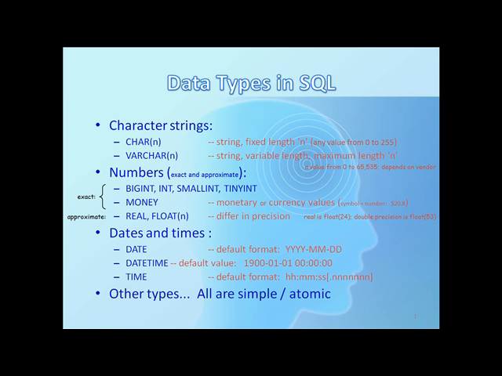Dates and times: date, datetime, and time. There are three types for date and time. Other types are all simple and atomic.